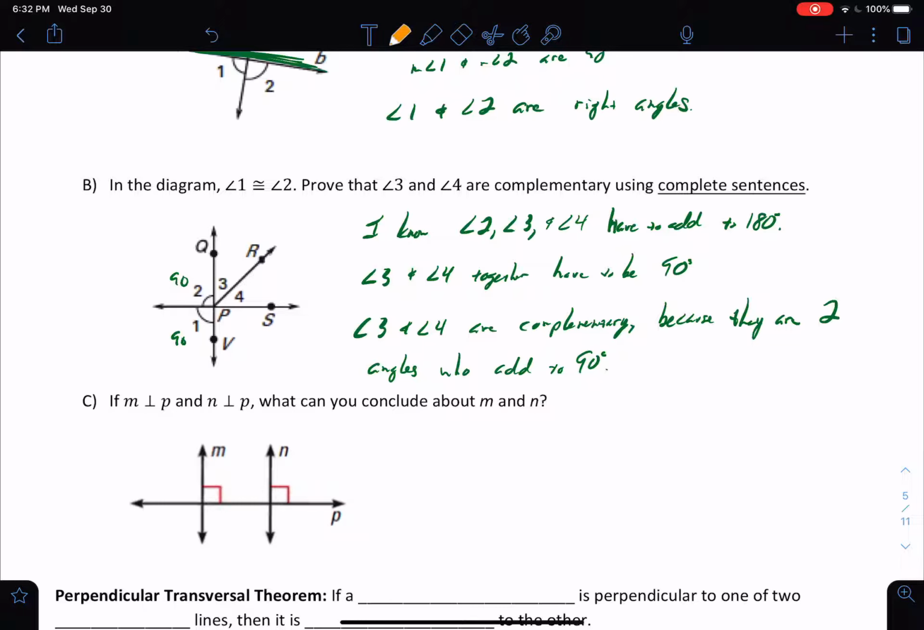are corresponding. These are corresponding angles. Now the corresponding angles are congruent. That only happens if we have two parallel lines cut by a transversal. So what can we say about M and N? M is parallel to N. They're parallel lines being cut by a transversal. That transversal just happens to cut them perpendicularly.